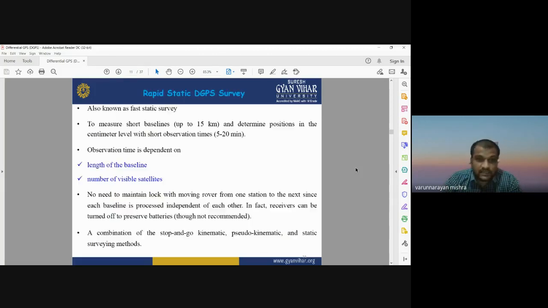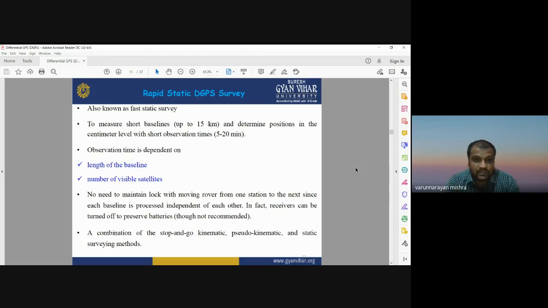The second surveying method is rapid static DGPS survey. The name rapid static means we take the observations over a short period of time. It is also known as fast static survey. It has the same process as static DGPS survey. The only difference is that in rapid static DGPS survey, the observational time is only 5 to 20 minutes. That means you have to wait for 5 to 20 minutes at the same location to get the observations. That's why it is known as fast static survey.